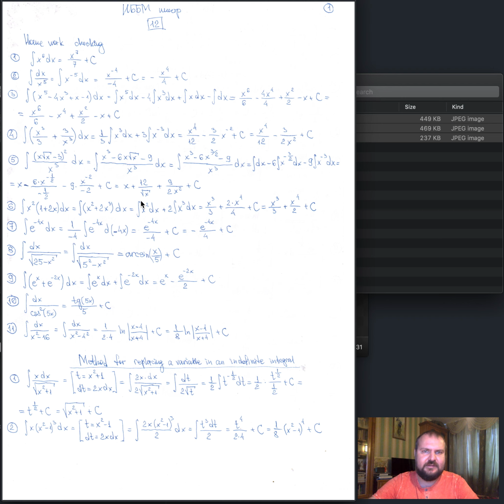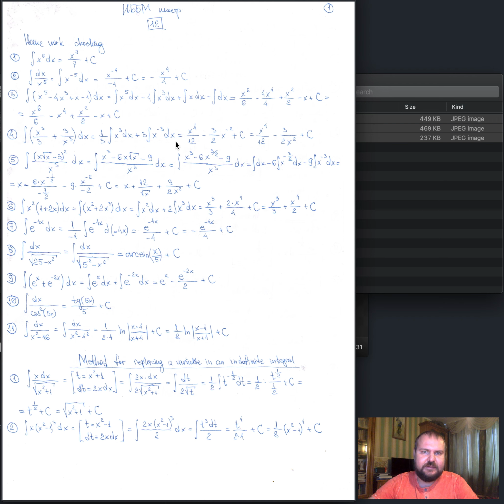minus x plus c. The fourth example, integral from the bracket x in cubic divided by 3 plus 3 divided by x in cubic dx. We rewrite it as two separated integrals, 1 by 3 integral x in cubic dx plus 3 integral x in power minus 3 dx.